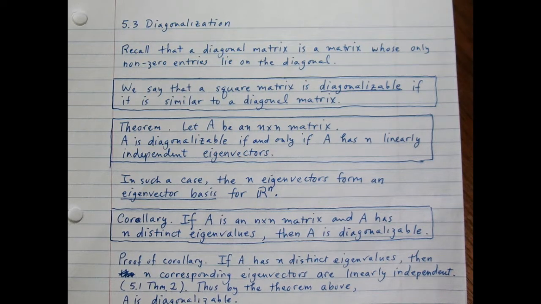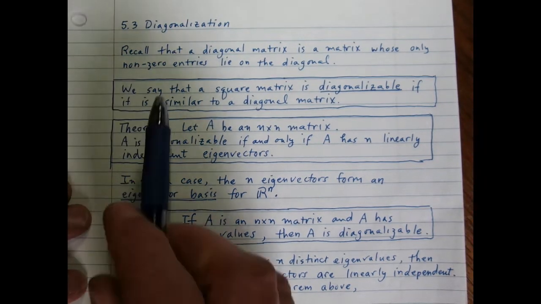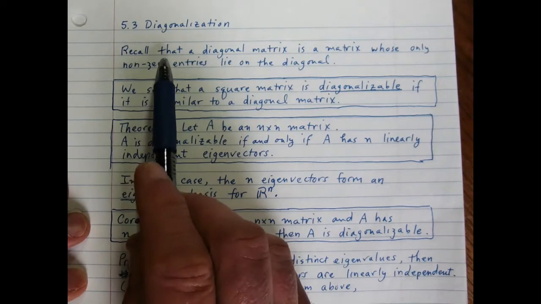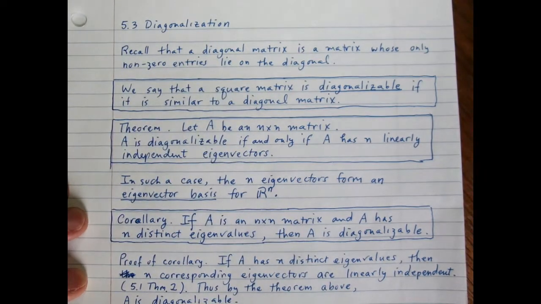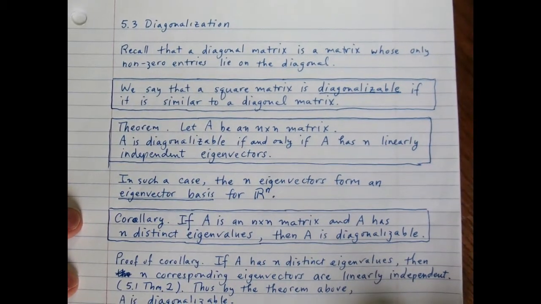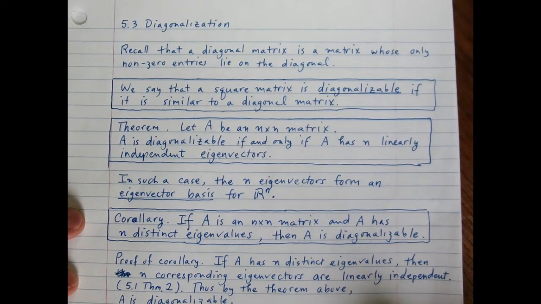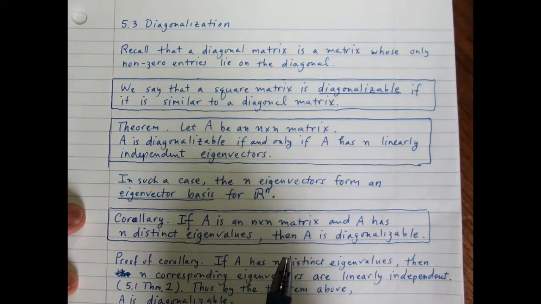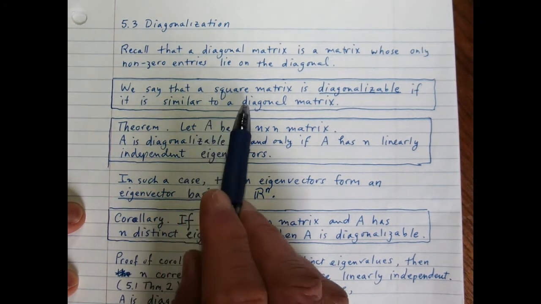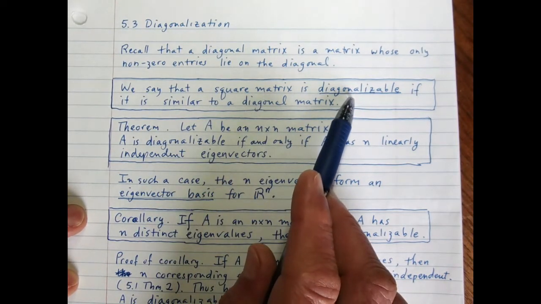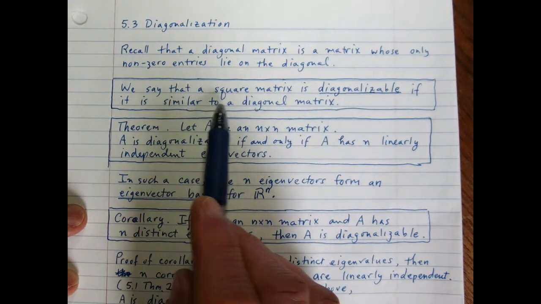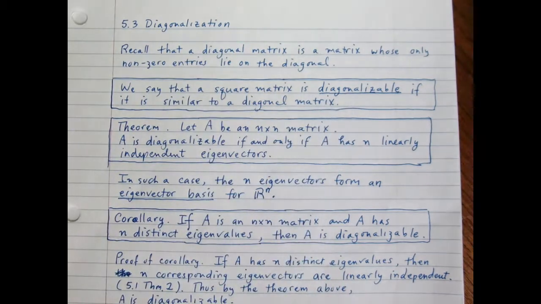So this is the 5.3 lecture on diagonalization. And here's our 5.3 handout. Recall that a diagonal matrix is a matrix whose only non-zero entries lie on the diagonal. We say that a square matrix is diagonalizable if it is similar to a diagonal matrix.